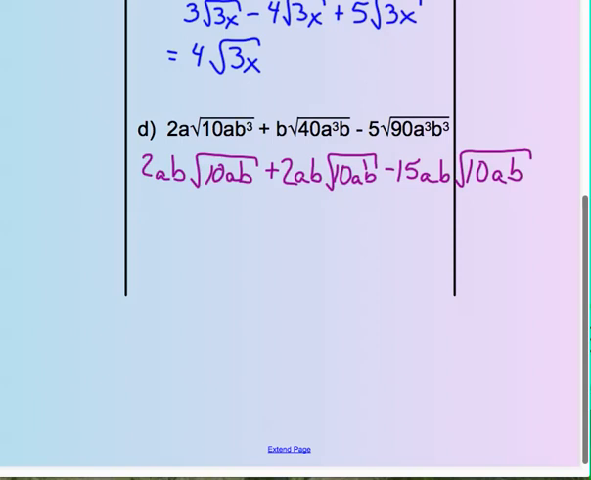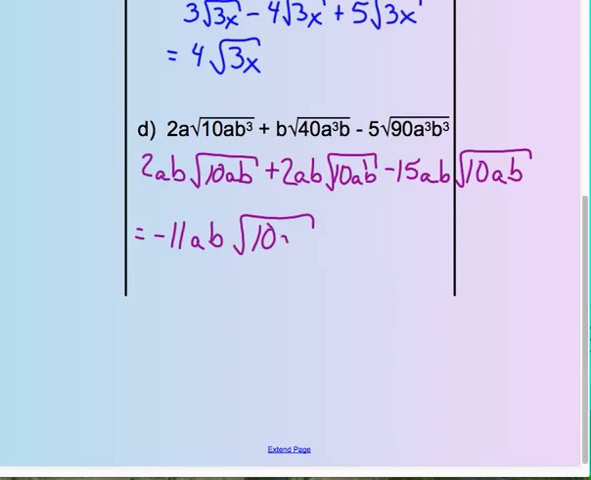So now looking at all of our terms, when you've got variables, it gets a little bit trickier because not only does what's under the radical have to be like terms, so does what's outside the radical. So outside the radical, we have ab on all of our terms, and we have ab on all of our terms under the radical. So all three of these are like terms. 2ab plus 2ab is 4ab. Minus 15ab is negative 11ab.